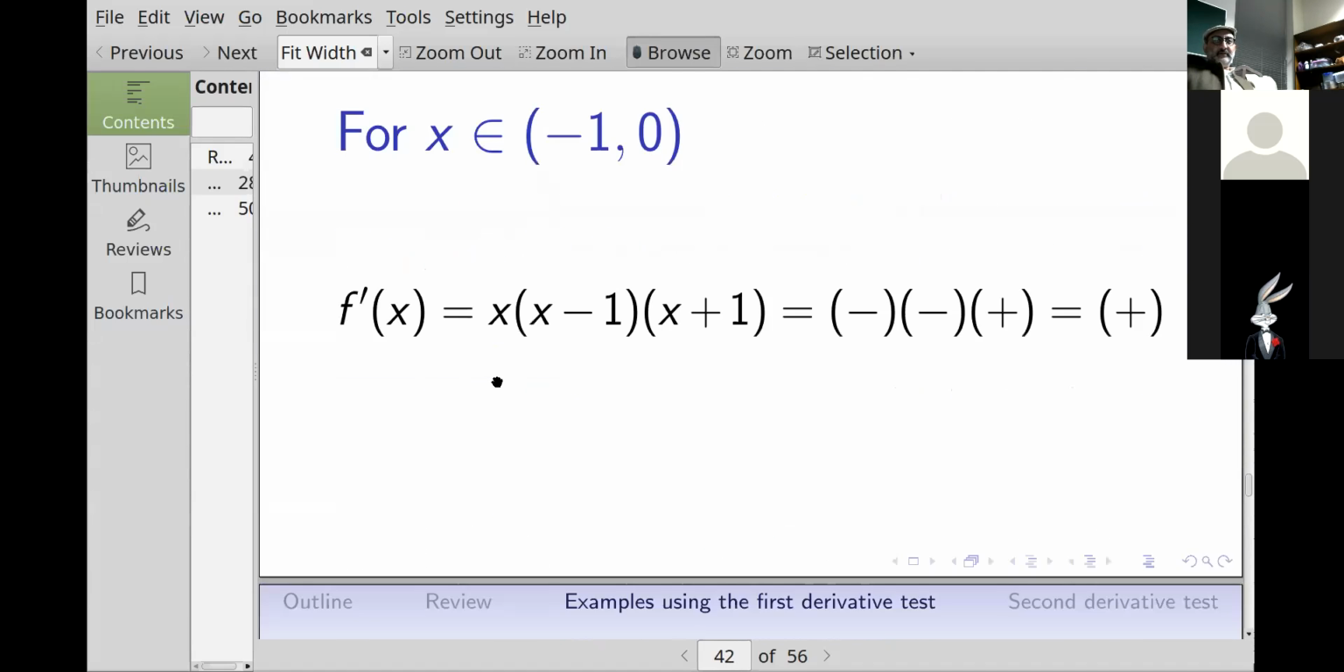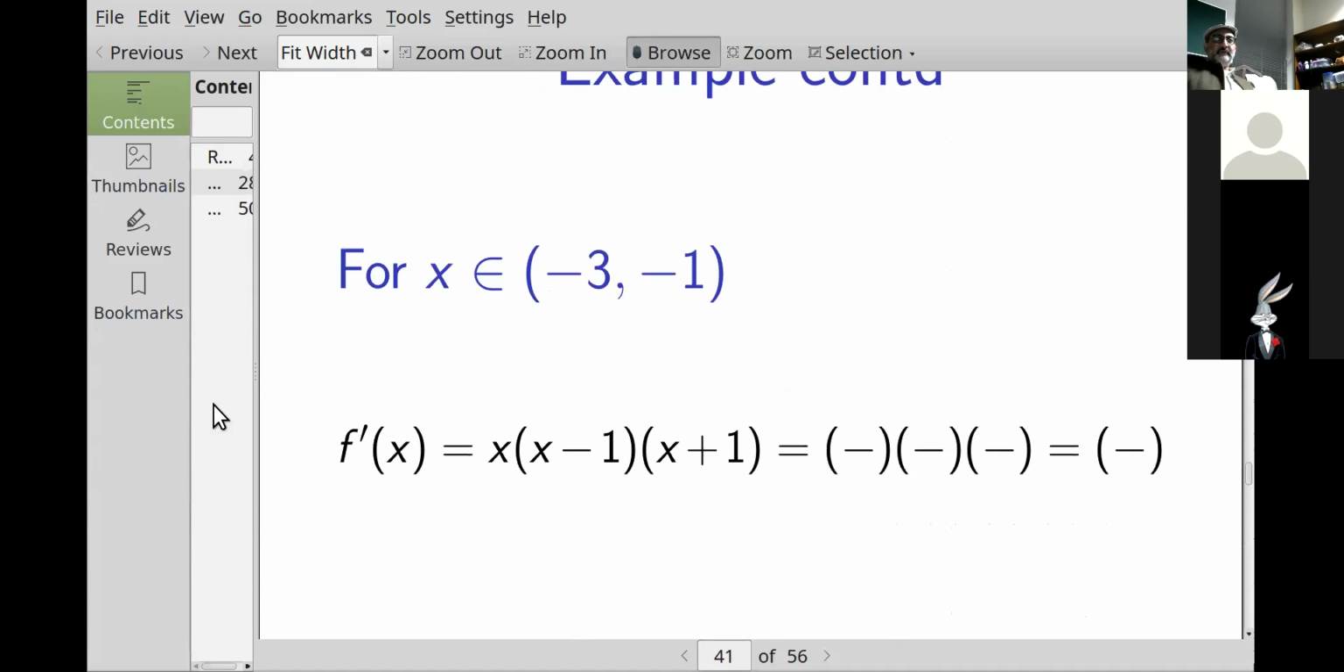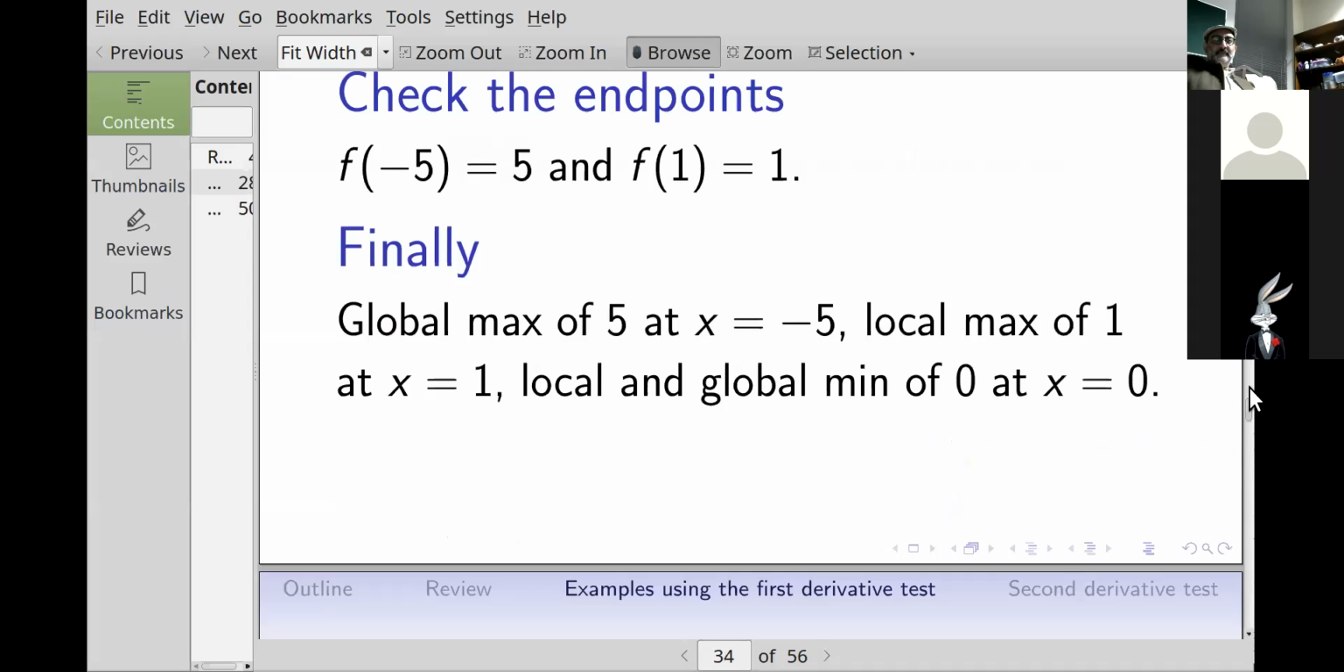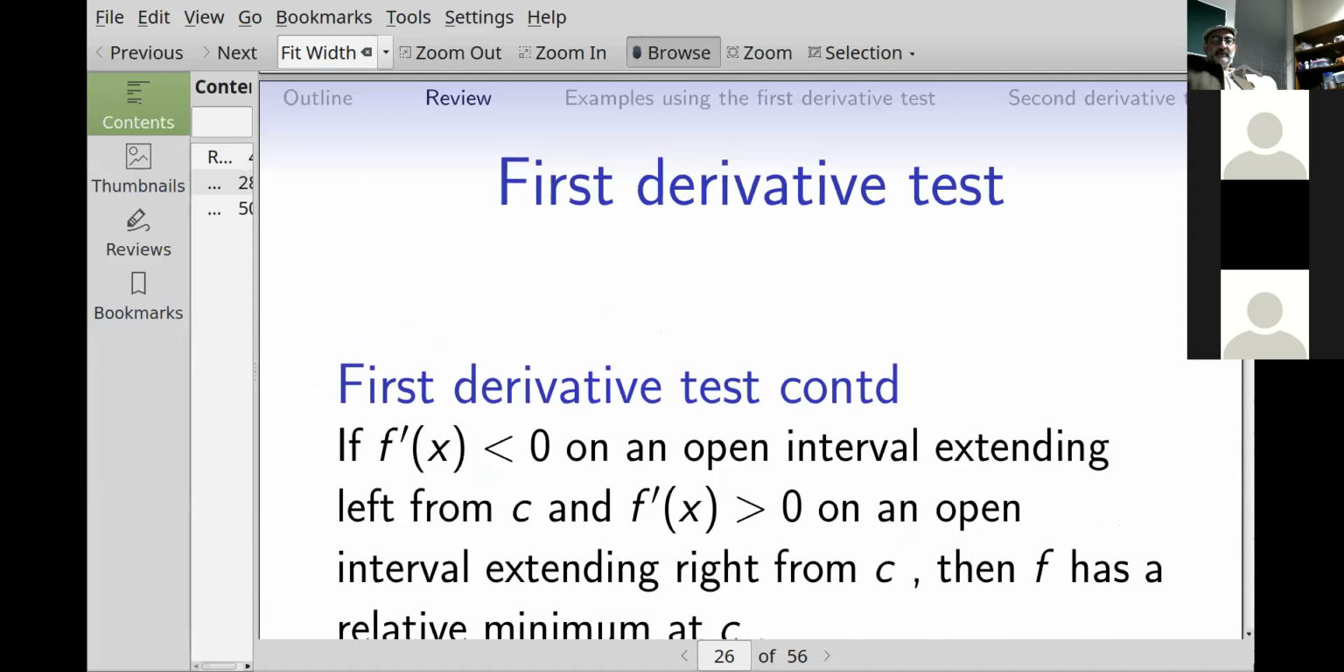So the derivative of minus x is -1, and the derivative of plus x is plus 1. That's what I would do.